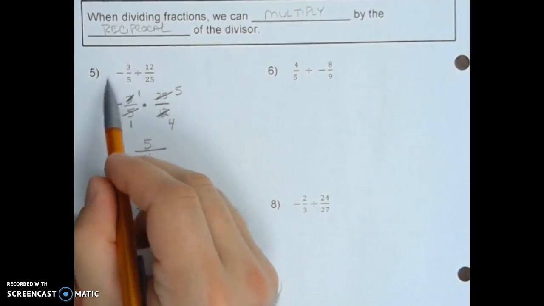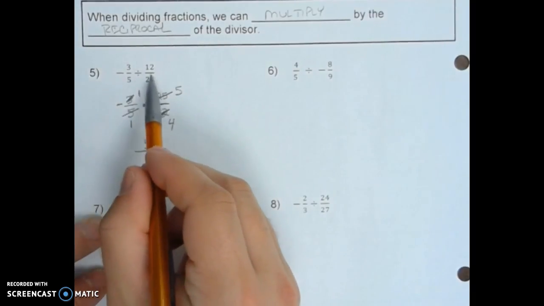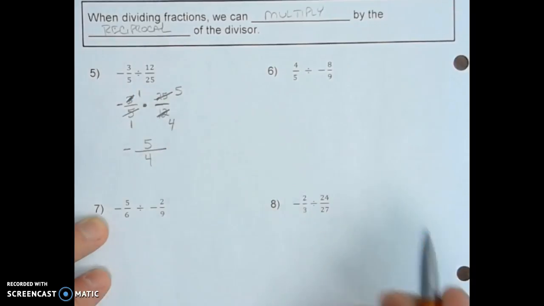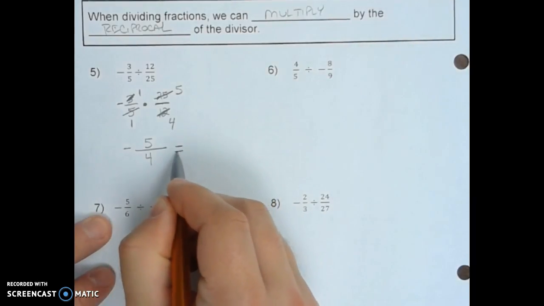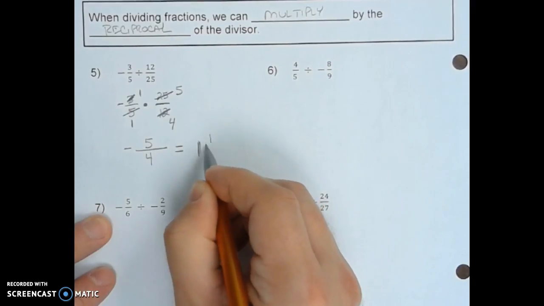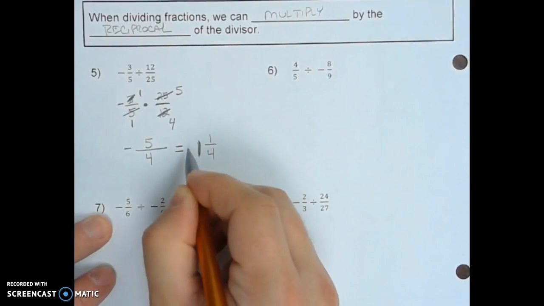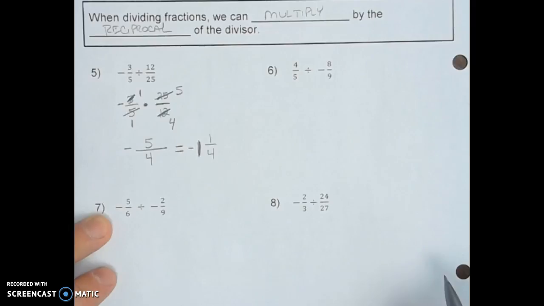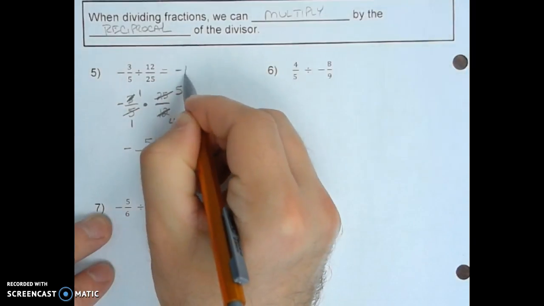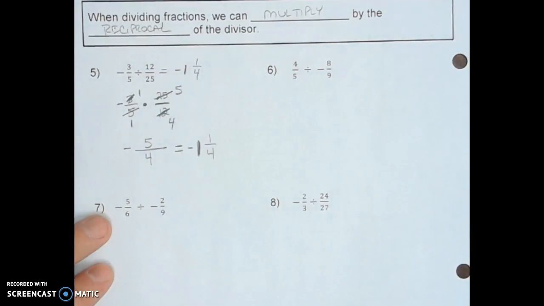I look back at my original problem and I realize that the numbers have different signs. When we divide numbers with different signs, we must get a negative quotient. So we end up with negative 5/4, which we can rewrite as a mixed number. 4 goes into 5 once, with 1/4 still left over. And don't forget that your answer was negative. And so the answer to this problem here is negative 1 1/4.